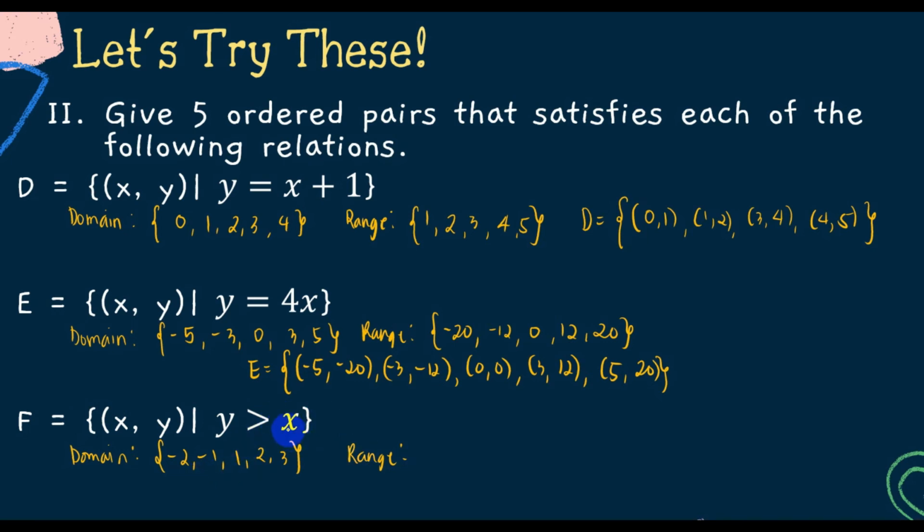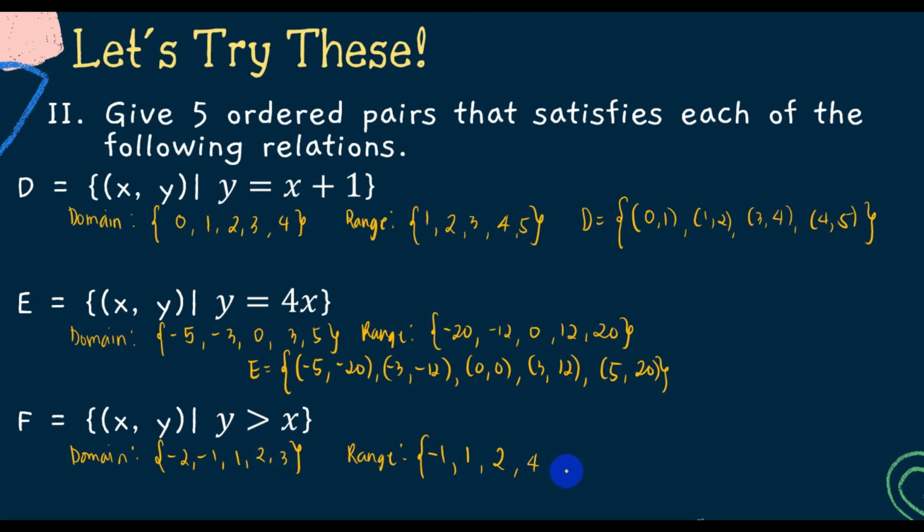So, kung ang x ay negative 2, kailangan mas malaki si y. At ano yung mas malaki sa negative 2? We have negative 1, 1, 0. So, any number greater than negative 2 will do. So, negative 1, anong mas malaki sa negative 1? Positive 1. And then, for 1 na positive x, pwede po yung positive 2. Then, we have 2. Pwede po yung positive 4.